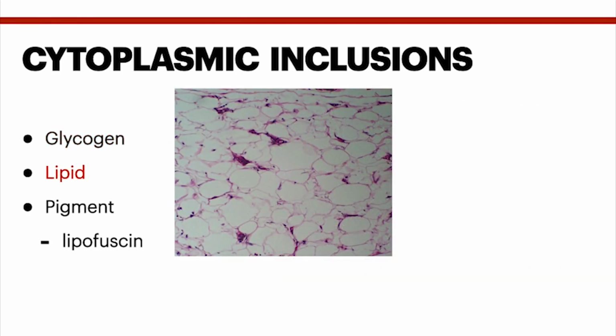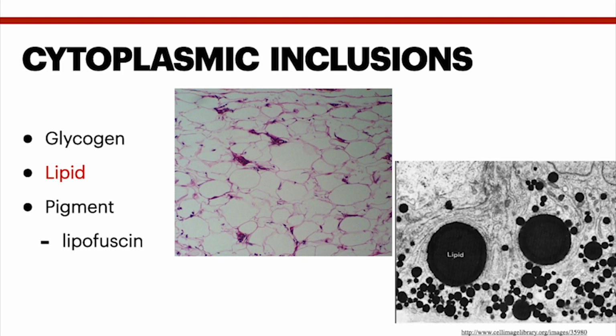Triglycerides are stored in the cytoplasm in the form of lipid droplets. Lipids are removed in the preparation of histological specimens, leaving behind only round, clear areas in the cytoplasm when viewed using the light microscope. In the electron microscope, they are identified as perfectly round black structures of varying sizes.